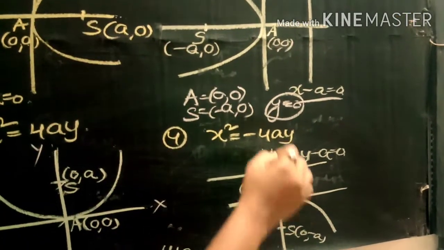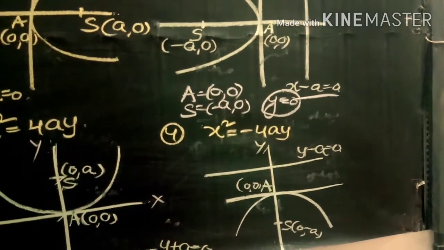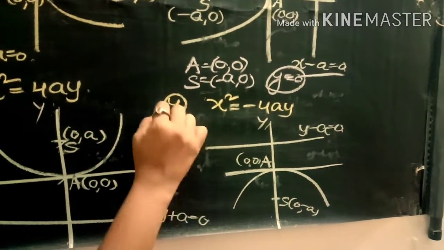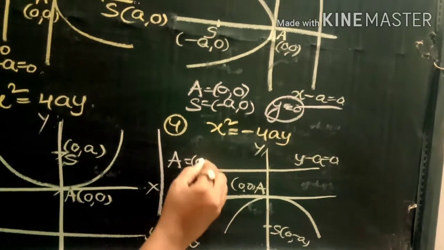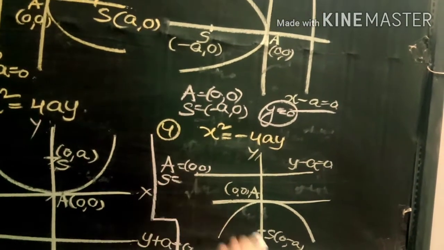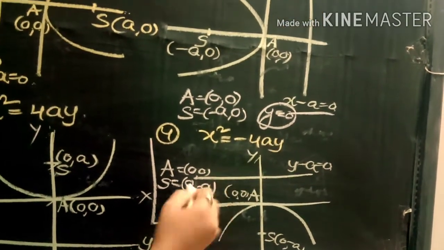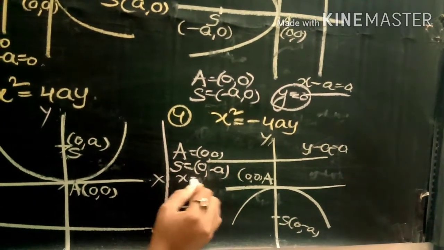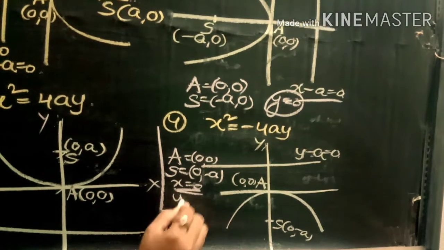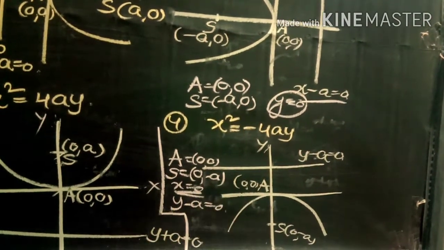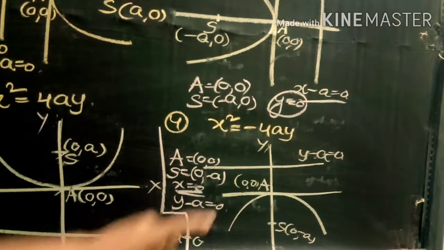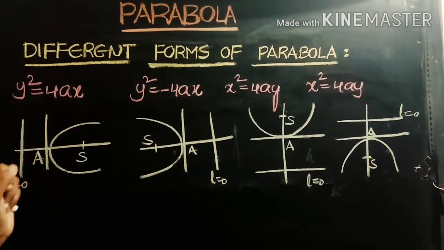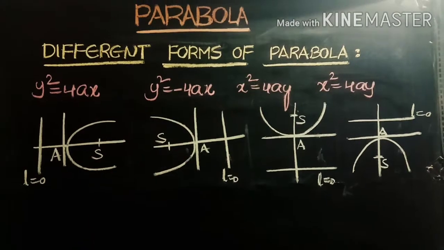The axis of the parabola is the y-axis, that is x is equal to 0. Now in this case the values are: vertex A is 0 comma 0, focus S is 0 comma minus a, the axis of the parabola is the y-axis, that is x is equal to 0, and the equation of the directrix is y minus a is equal to 0. These are all the parabolas with vertex 0 comma 0.